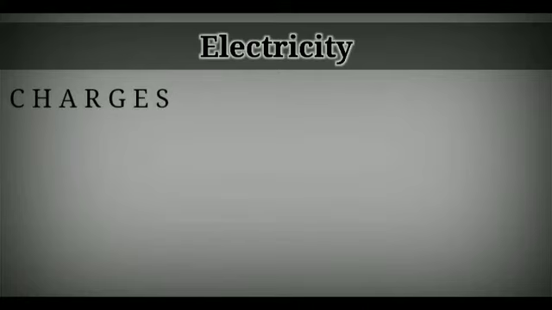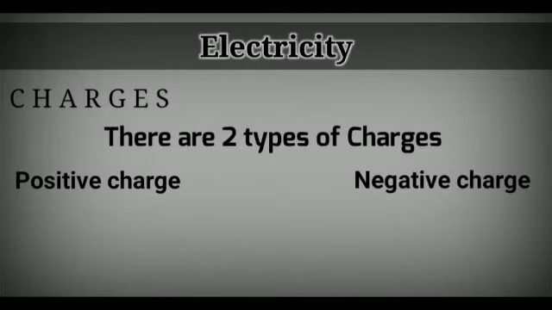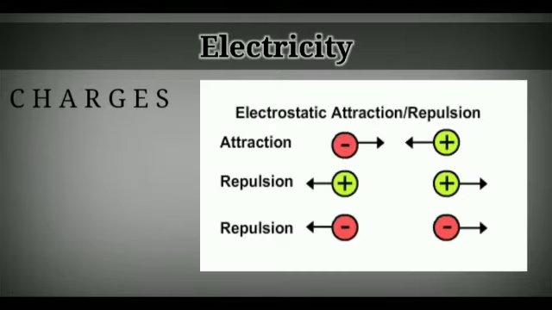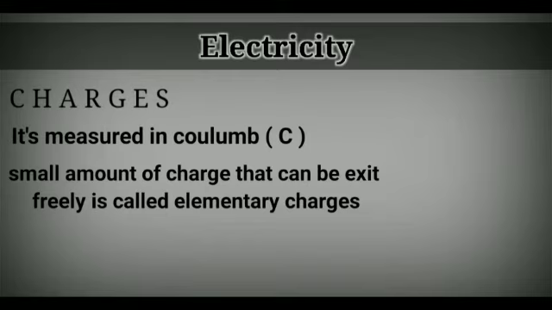Next, charges. There are two types of charges, that is, positive charge and negative charge. Protons carry positive charge and electrons carry negative charge. Unlike charges attract each other and like charges repel each other. That is, positive and negative charges attract and like charges repel. Electric charge is measured in coulomb. The smallest amount of charge that can exist freely is called elementary charge.